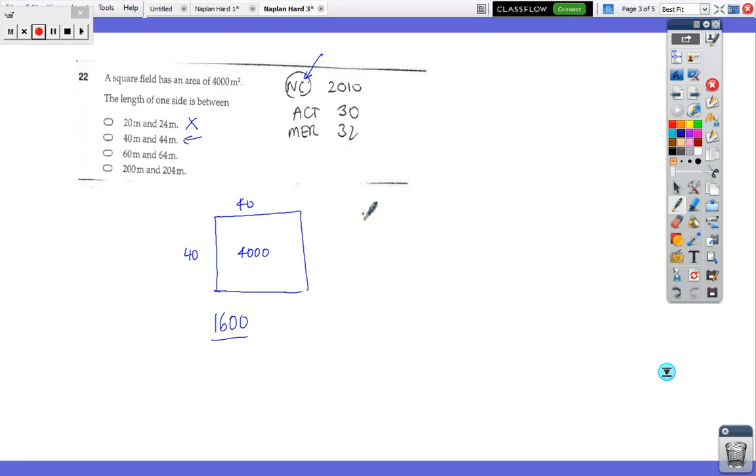Okay, so then look at the next one. 60 times 60, and we're trying to get 4,000. 6 6s are 36 and 2 zeros. So that's in the ballpark. So it's going to be that one there. Okay, moving across to the next question.